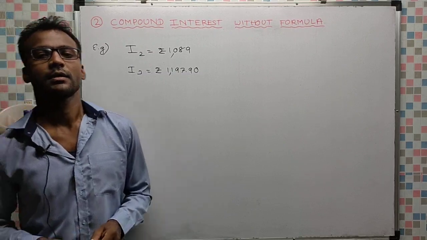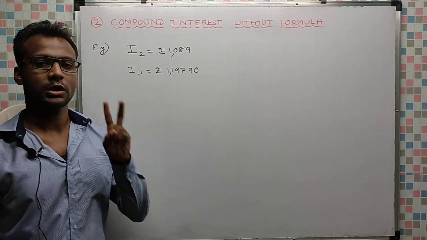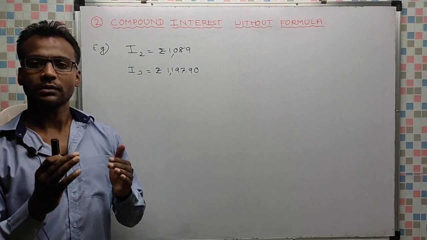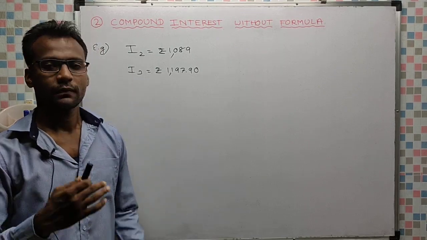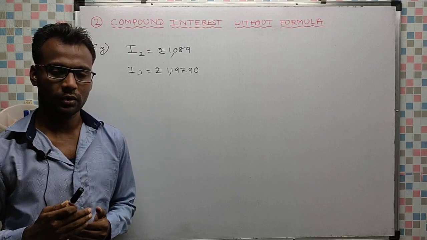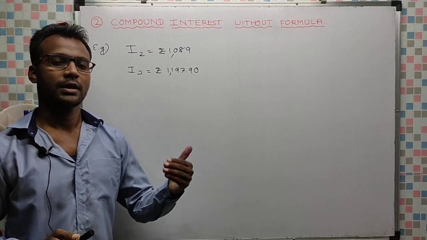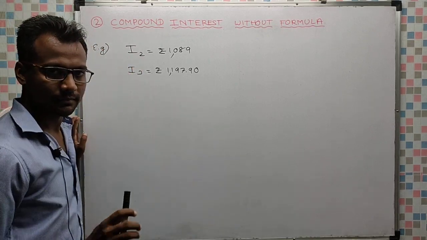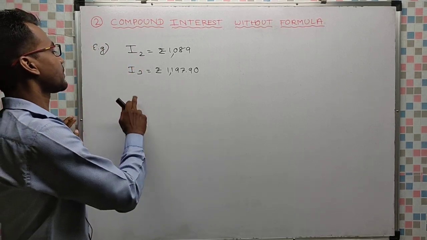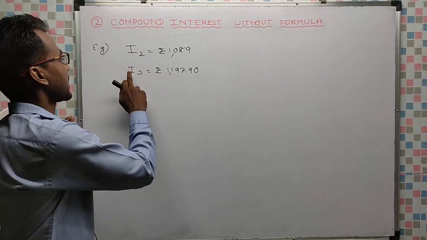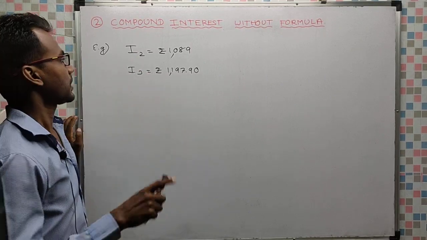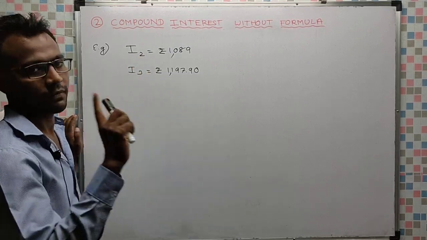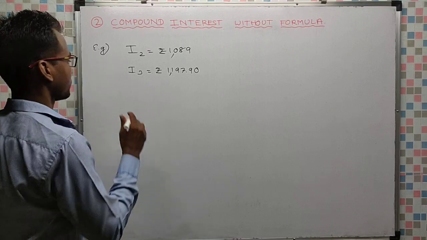In part 1 I had explained the relation between consecutive interest in case of compound interest. The difference between the interest of consecutive years is equal to the interest on the interest of the preceding year. For example, I5 minus I4 is equal to interest on I4 at the same rate for 1 year. Similarly, I3 and I2 are given, so I3 minus I2 should be interest on I2 at a certain rate for 1 year. So let us find the difference.